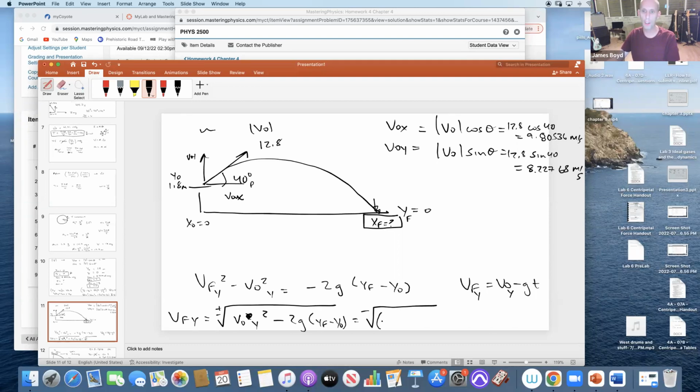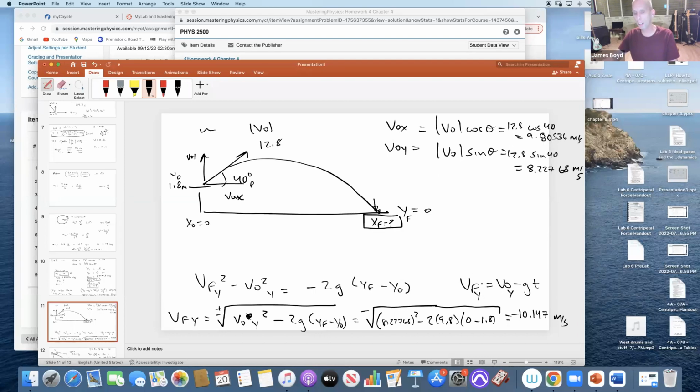So this is 8.22768 squared minus 2 times 9.8 times y final, which is 0, minus 1.8. That gives me 8.22768 times 8.22768, minus, but not minus because the minus signs cancel, 2 times 9.8 times 1.8. The square root of that answer is 10.147 meters per second, but that's negative.